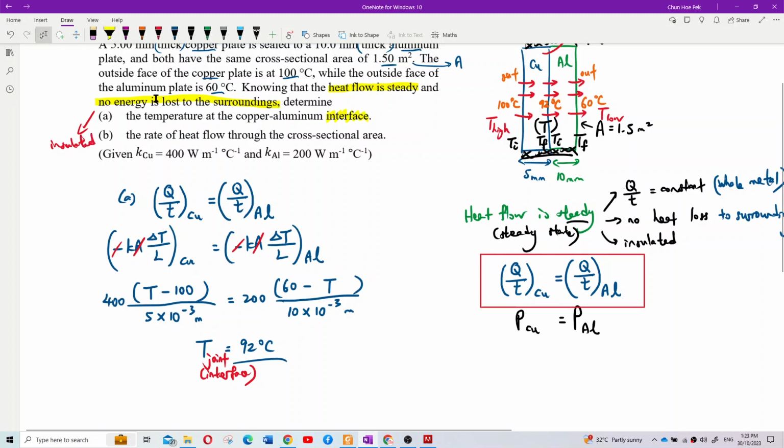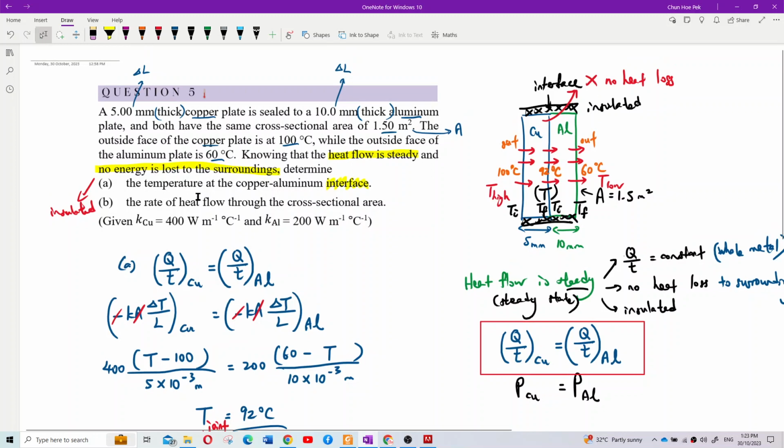Okay, class. Now, rate of heat flow through the cross-sectional area. What's the rate of heat flow through the cross-sectional area? That means we want to find what? Rate of heat flow means Q over t, isn't it? So we can either use copper or we can also use aluminium.